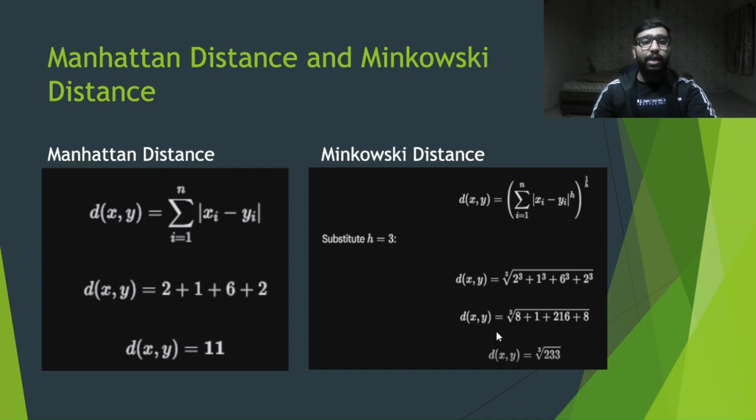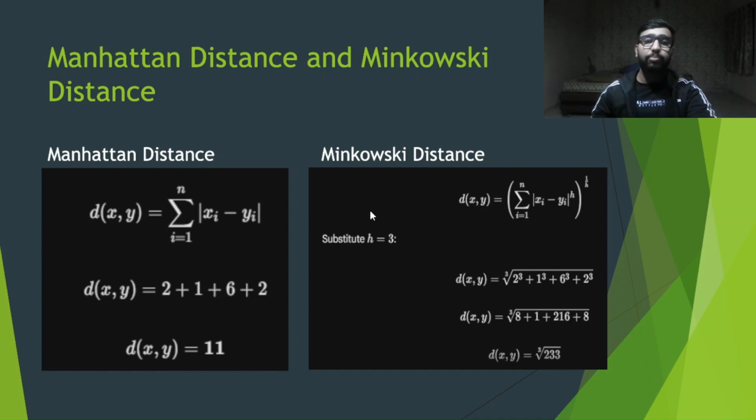Next, calculating Manhattan distance. The formula for Manhattan distance is very simple. It is the sum of all absolute differences. So taking the summation of all absolute differences, we get the value 11. So the value of Manhattan distance is 11.